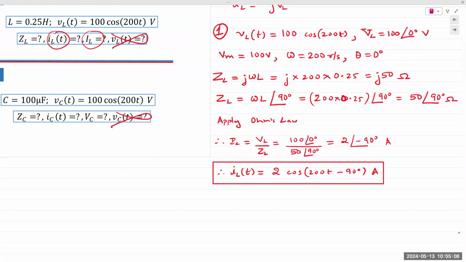All right, questions? Do the steps make sense? Any questions? If you have no questions, you can proceed with this with the example 4. It's the exact same, except the equation for impedance is different because it's a capacitor.